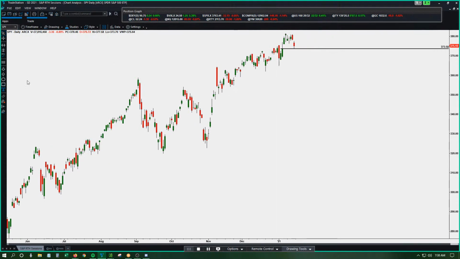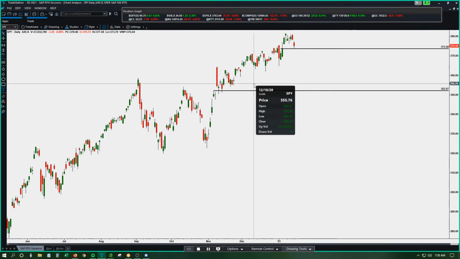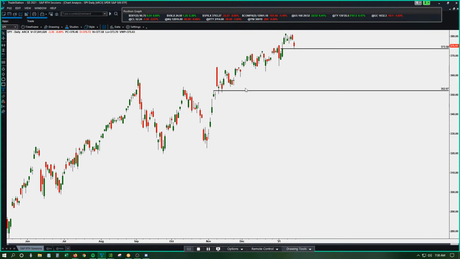Could get a pullback all the way down to here at some point. 52. First stop would be up here though. 64. And this is on SPY.